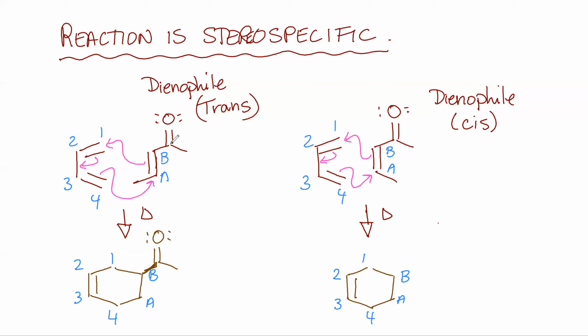Now, this is a trans dienophile. So that means that if this is up, then that methyl group has to be down. Of course, the enantiomer would also be formed, which would be this. So if we drew this down, then this methyl group here would be up. But in both cases, the key point here is that these two groups are trans.